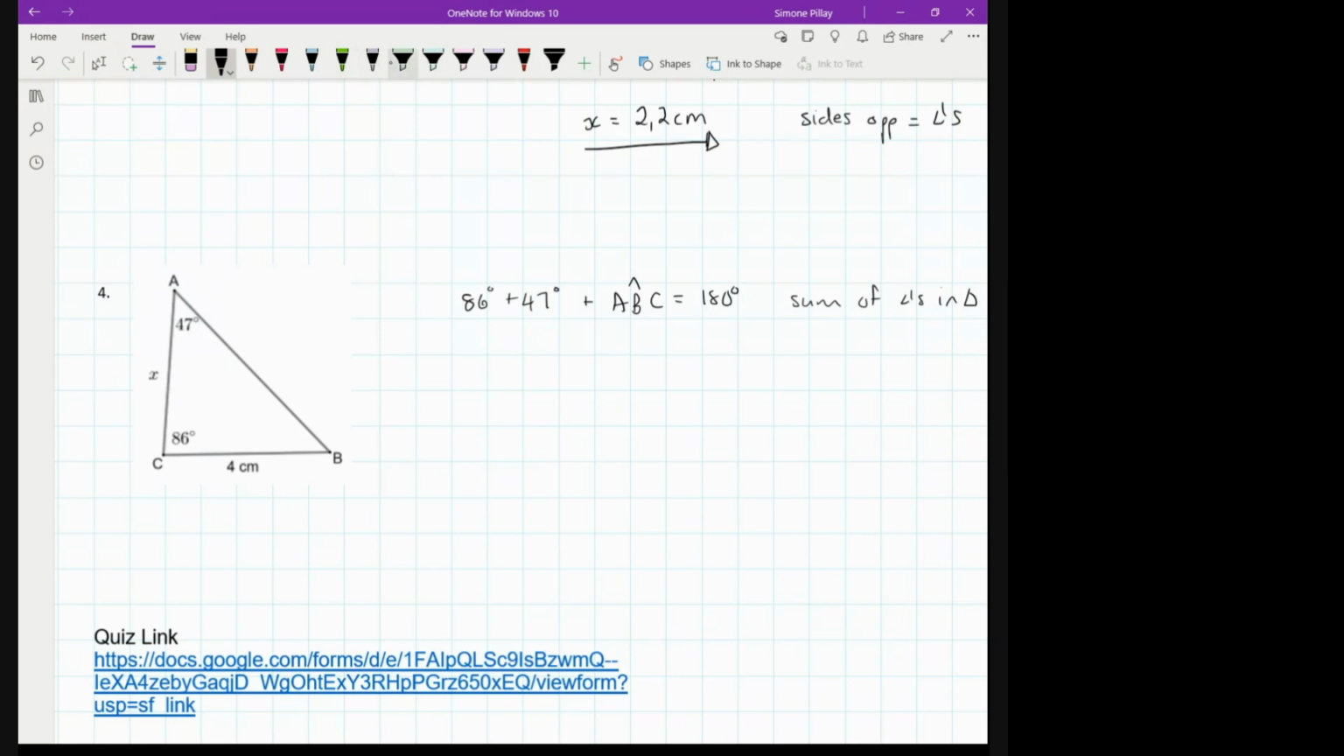So 86 plus 47 is 133. 86 plus 47 equals 133, plus ABC equals 180. ABC equals 180 minus 133.